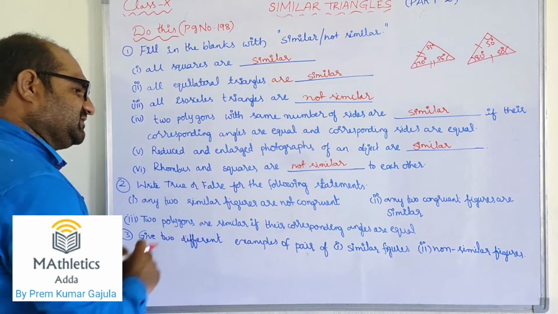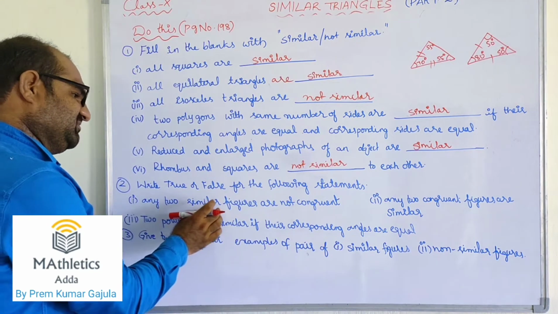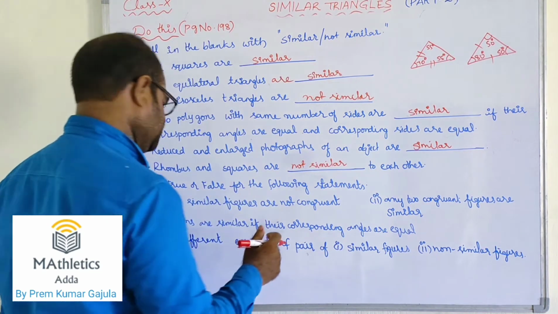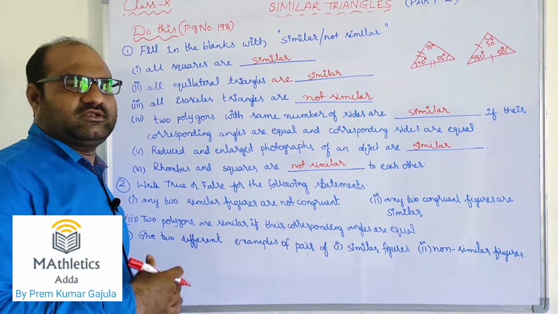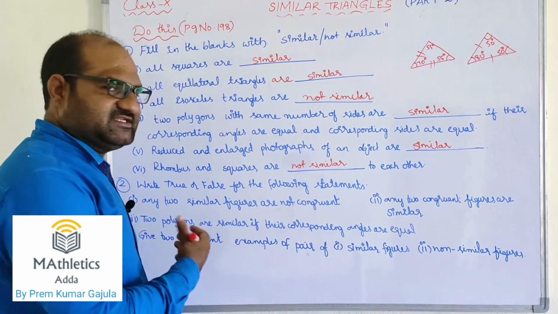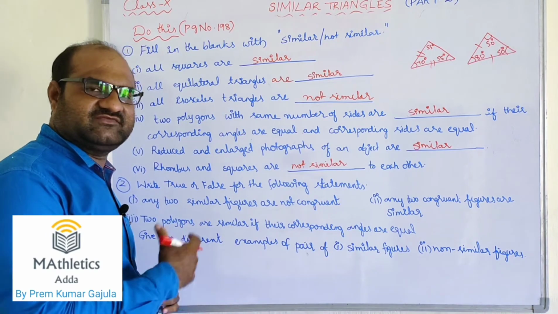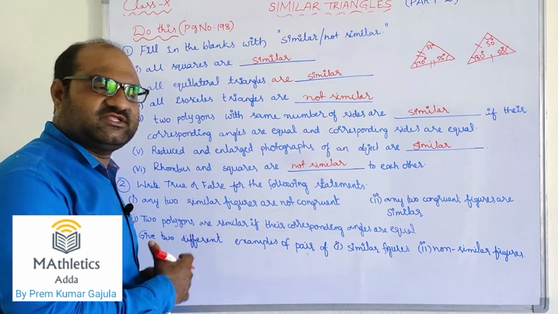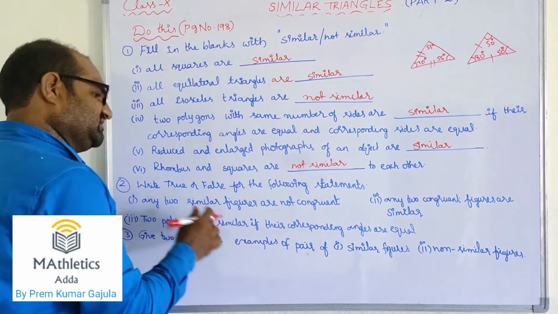Write true or false for the following statements. Any two similar figures are not congruent. Any two means what? All similar figures are not congruent. We know that some are congruent, some are not congruent. If their sizes are same, then we can say that they are congruent. If the sizes of similar figures are not same, then we can say that they are not congruent. So this statement is true.